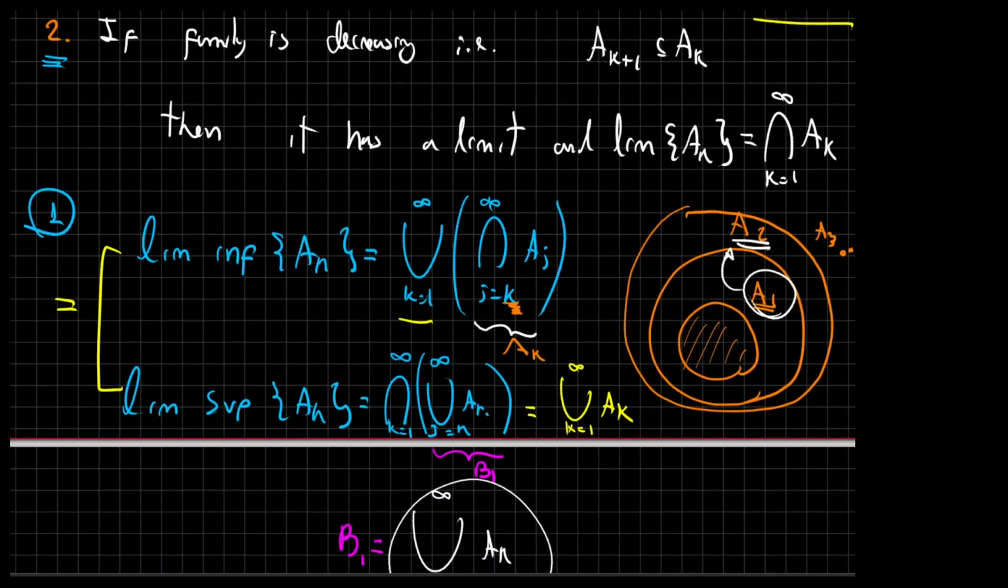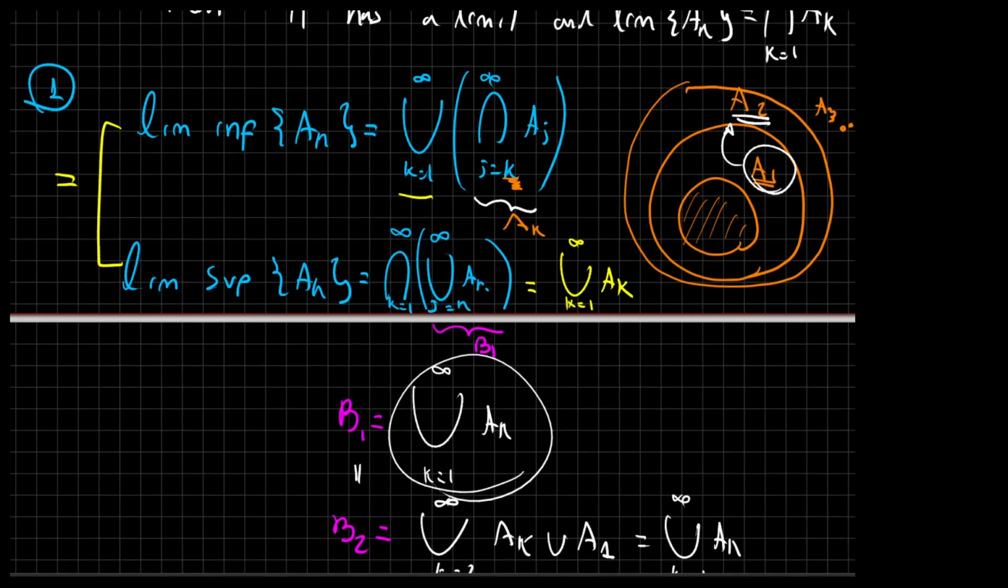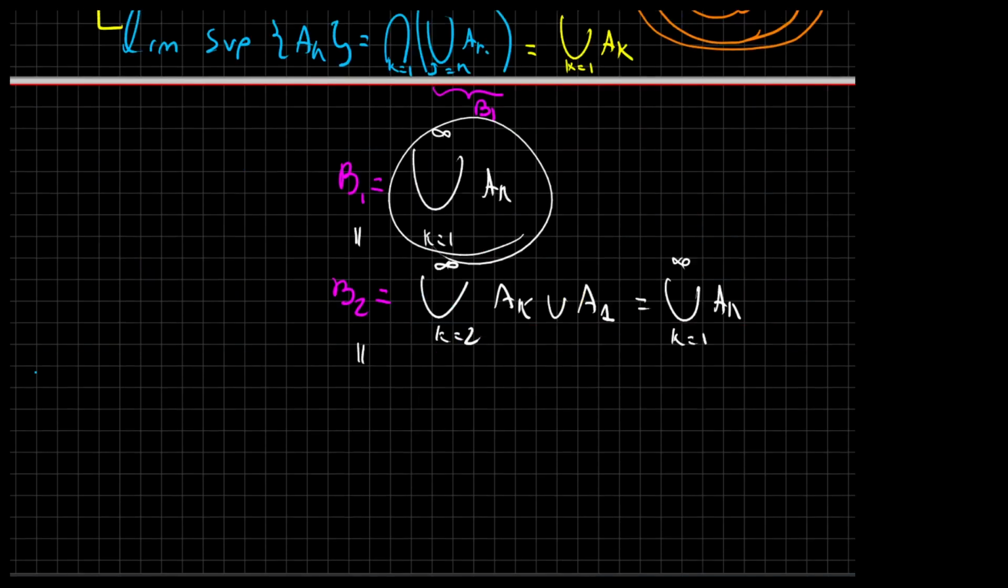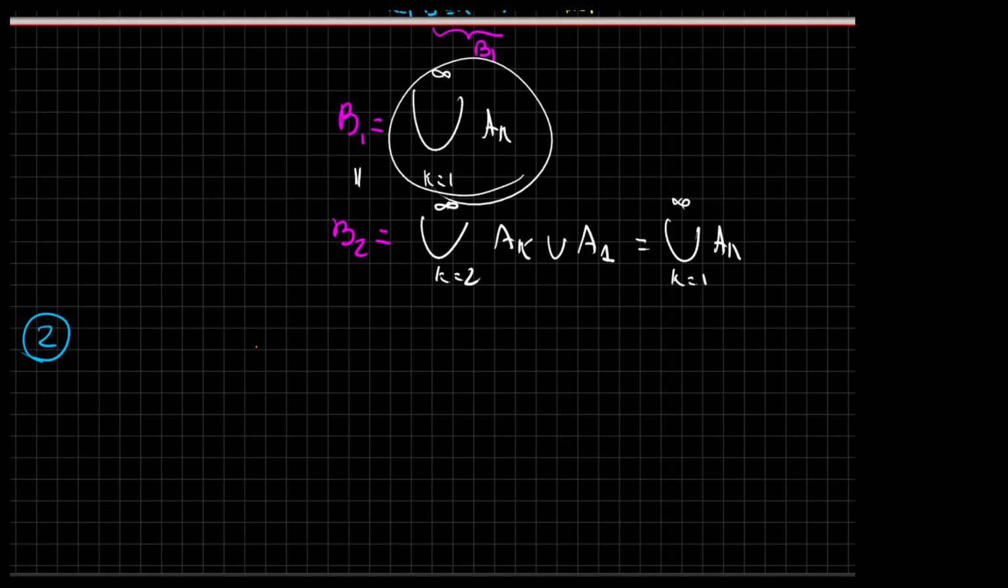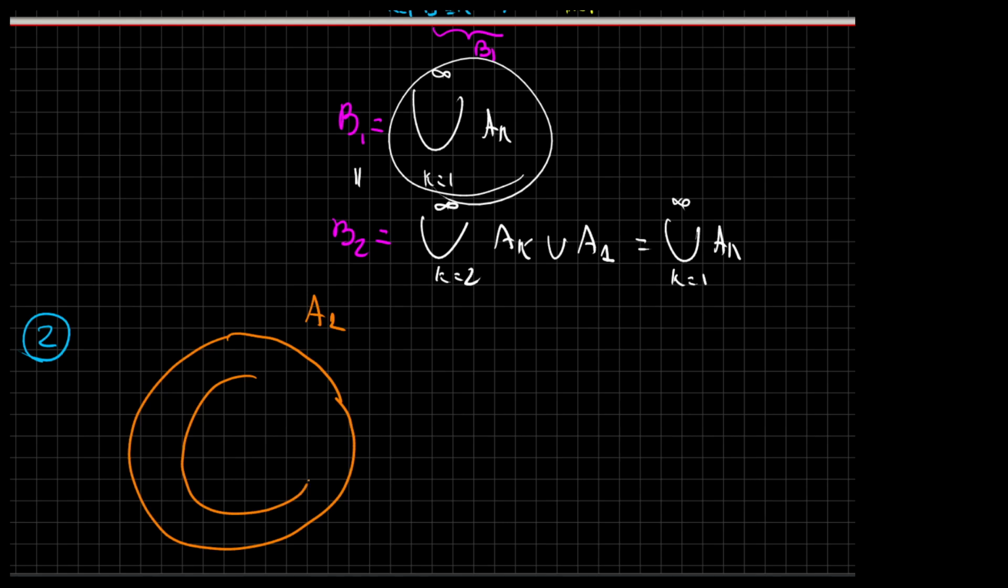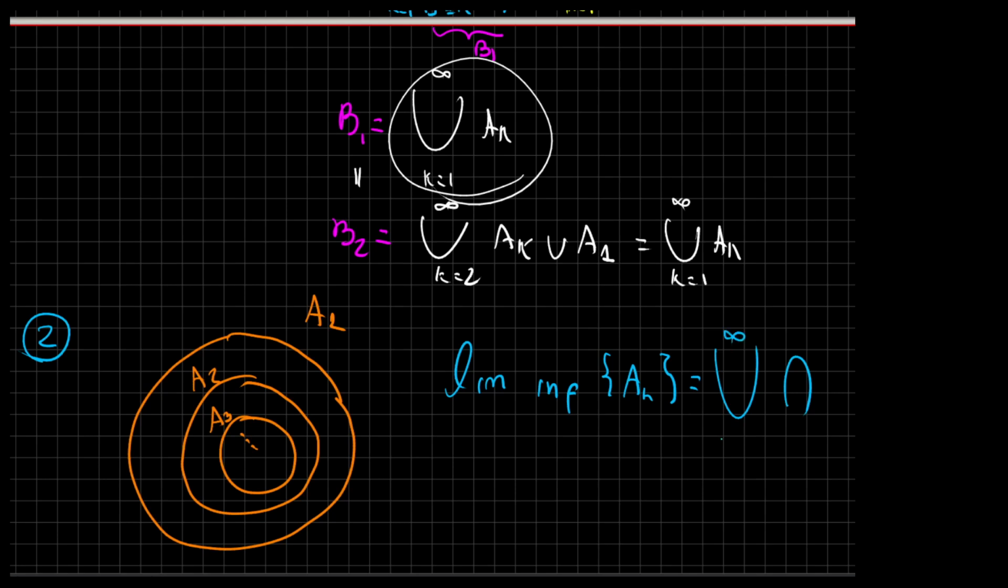So now we will go with a decreasing sequence. Let's make a graph because it makes everything easier to understand. So now the family is decreasing. We start here. This is our first term, and then the second, the third, and so on. So what happens with the limit of the infimum? The limit of the infimum is the union of intersections.